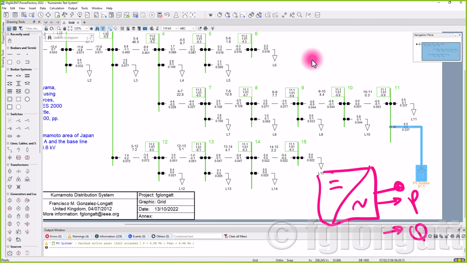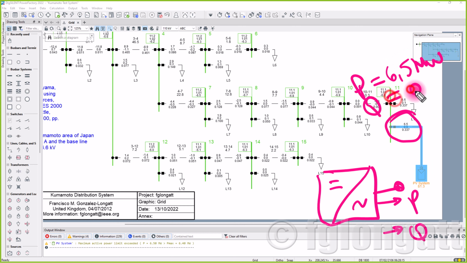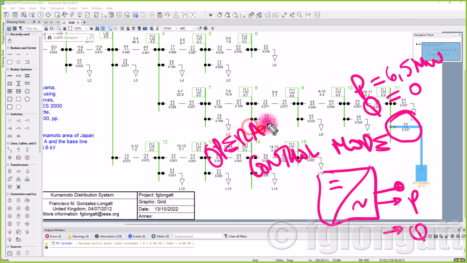If we run the load flow right now, you can see that the P here is 6.5 megawatts, but the Q is zero. And probably my students are wondering why the reactive power is zero. Well, the answer is very simple. Because the power converter has several control modes. We call that operational control mode, okay?